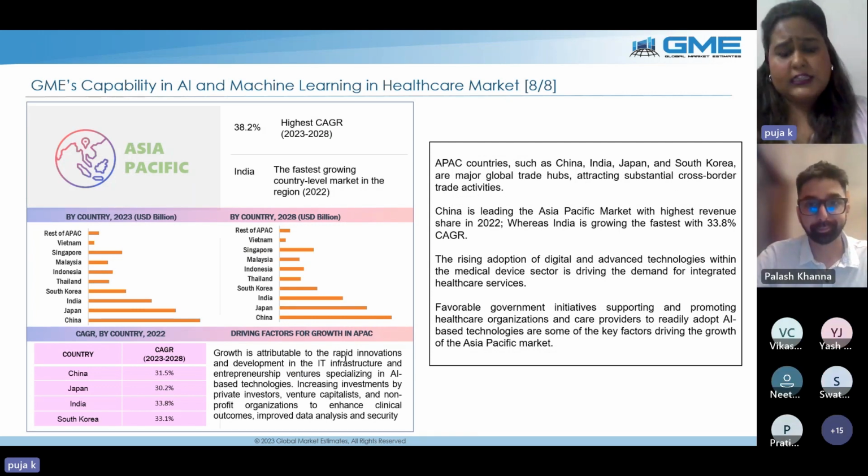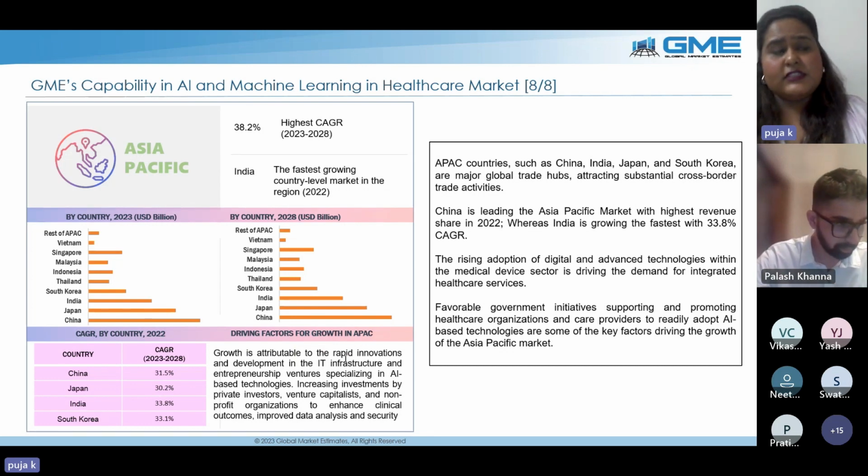If you can see, when it comes to Asia Pacific, Asia Pacific would not be the largest market, but yes, it is the fastest growing market with the highest growth rate of 38.2% from 2023 to 28. And we've included countries like China, Japan, India, and the other ASEAN countries. So all of these countries collectively are growing the fastest when it comes to growth rate. And out of these, the Indian market is expected to grow the fastest with around 33.8%.